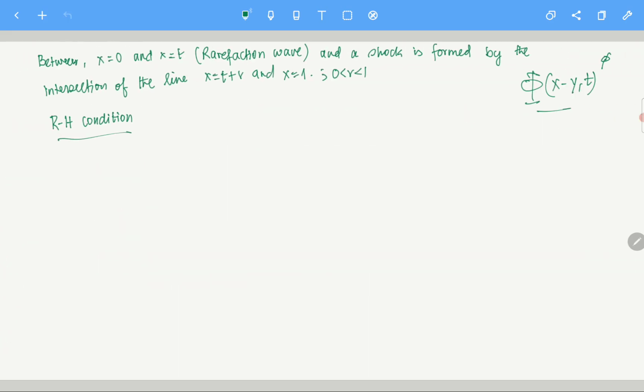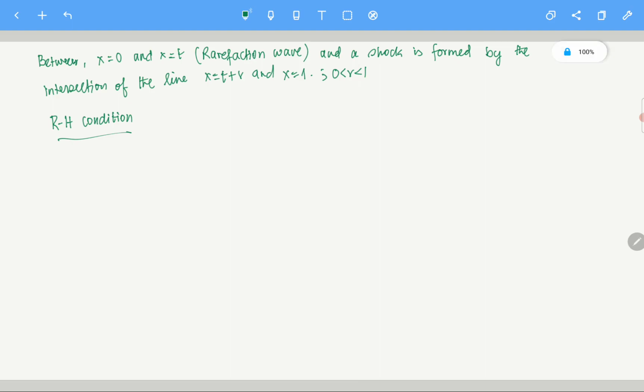Whenever I write phi like this, anywhere, even in the exam, always assume that it is the fundamental solution unless anything else is explicitly mentioned. Is this clear? I hope we are not getting confused. This is capital phi, this is small phi. Again, whenever I write RH condition, always assume it is the Rankine-Hugoniot condition. I am not going to explain it all the time.